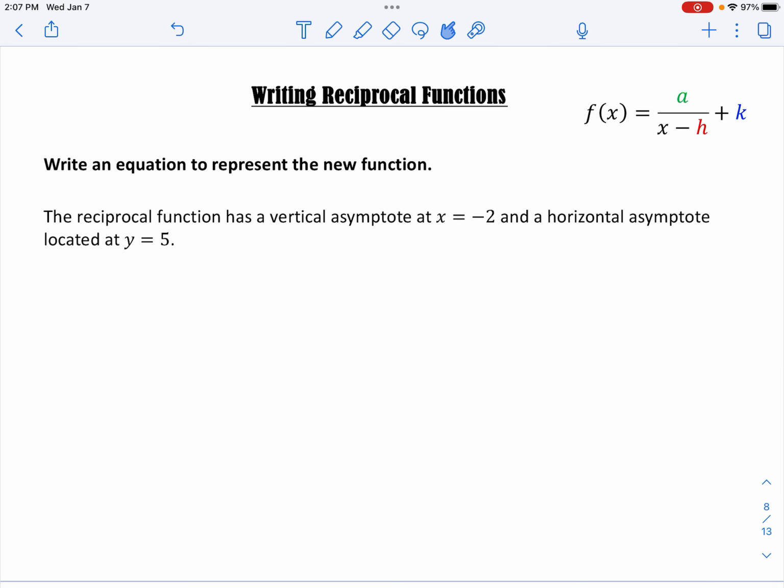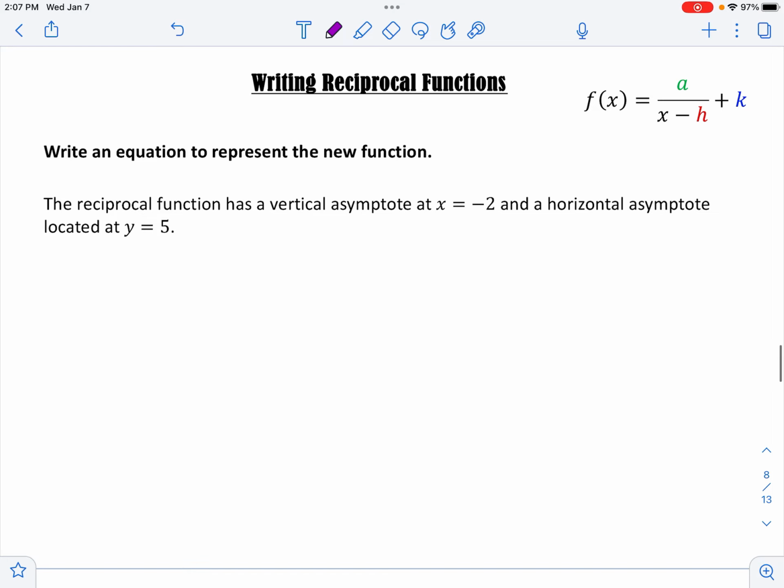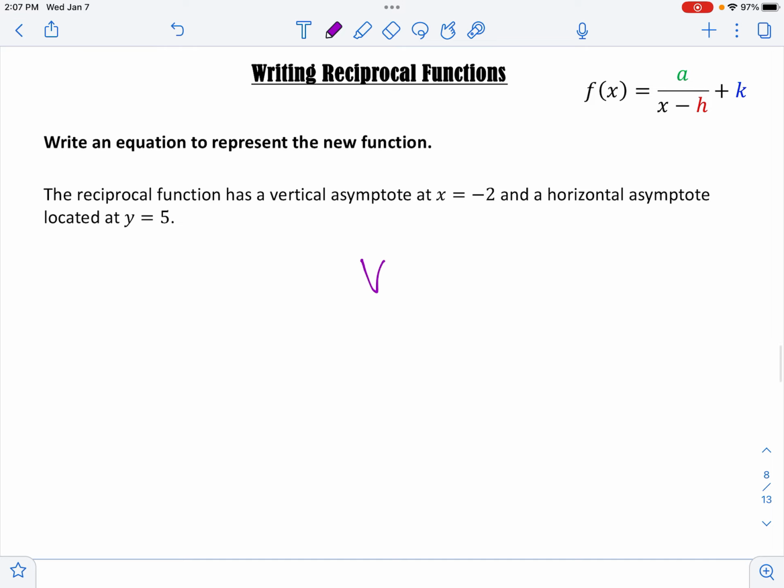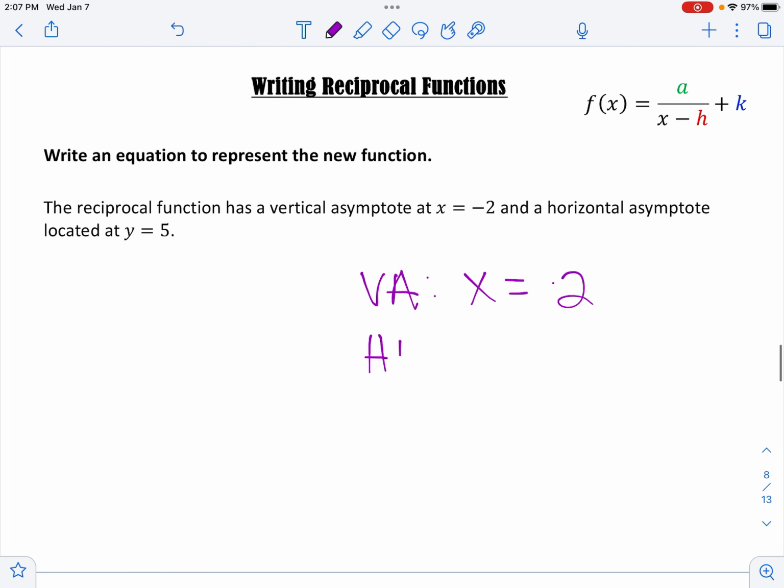All right, so this one, they tell you, what is my vertical asymptote? And they also tell us our horizontal asymptote, but they don't tell us the other stuff. So we still need to write the function. So I know that my vertical asymptote, let's write that, is equal to x equals negative 2. My horizontal asymptote, y equals, well, that's negative. I don't know what happened to the negative. There we go. All right, 5.